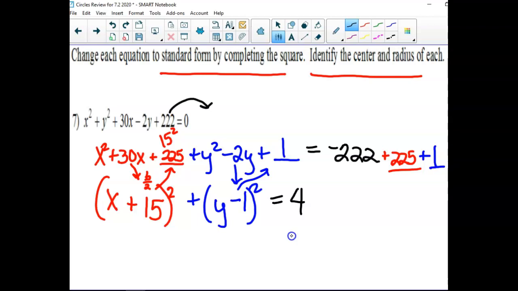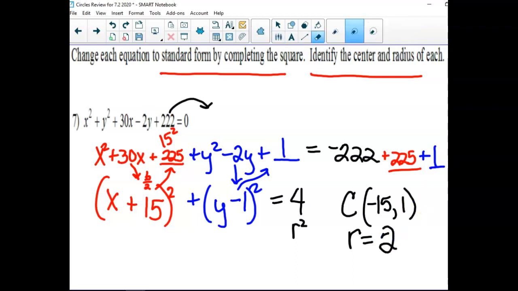Okay, is that standard form? There's a beautiful thing. Where is the center? Good job. Negative 15, 1. And the radius is? This is the radius squared. So the radius is 2, not negative 2. Why did it look like I wrote negative 2? The radius is 2. So it's a tiny little circle way off to the left at negative 15, and up 1, okay? Any questions?